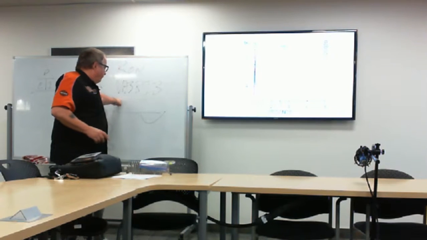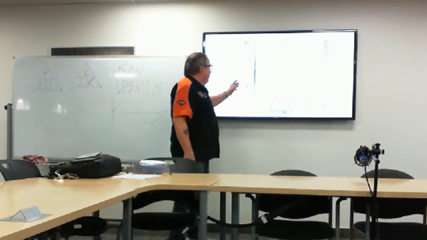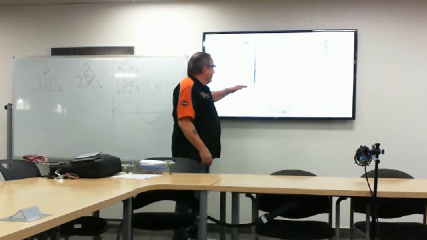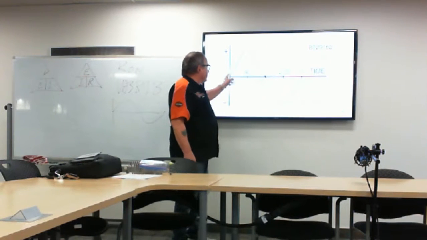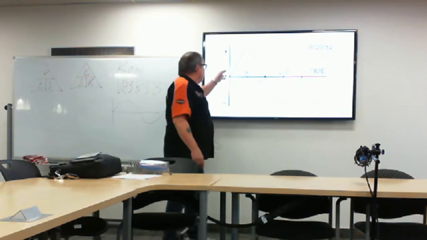DC is a flat line, right? It's just a straight line. And DC always flows in one way. Okay, listen. Oh, we have these, I don't have to draw. Okay, next one. And there's the AC, time and voltage.